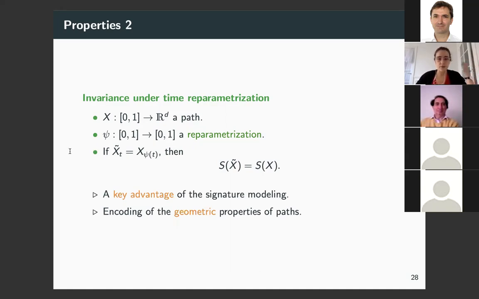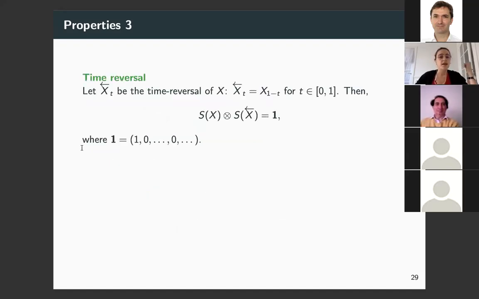And this is one of the key advantages of signatures. Another interesting property is what happens under time reversal. If you have a path X, and X with an arrow is the same path run in the reversed order, then the signature of X times the signature of reversed X is actually equal to 1, and 1 is actually the 0 here.